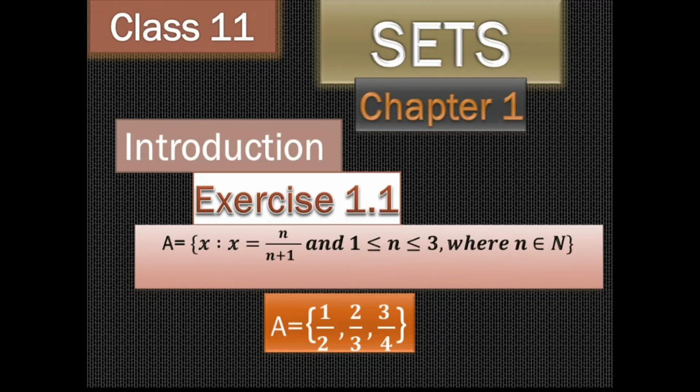Before I start with the introduction and all, I'll just give you a brief idea of what we are going to learn in this chapter and what is the basic requirement we need to understand before starting the chapter.